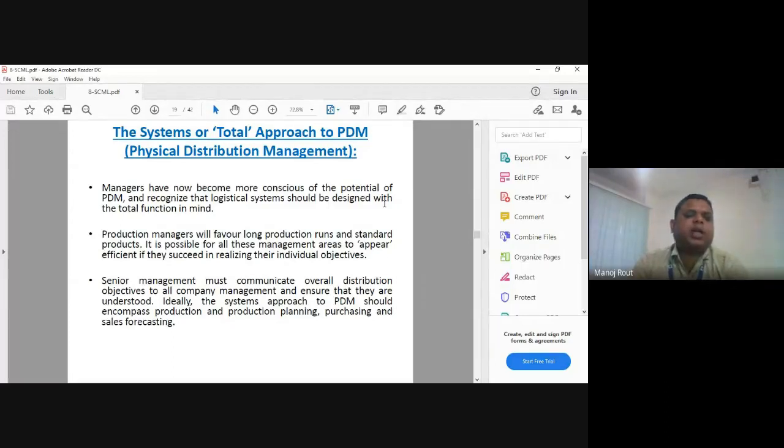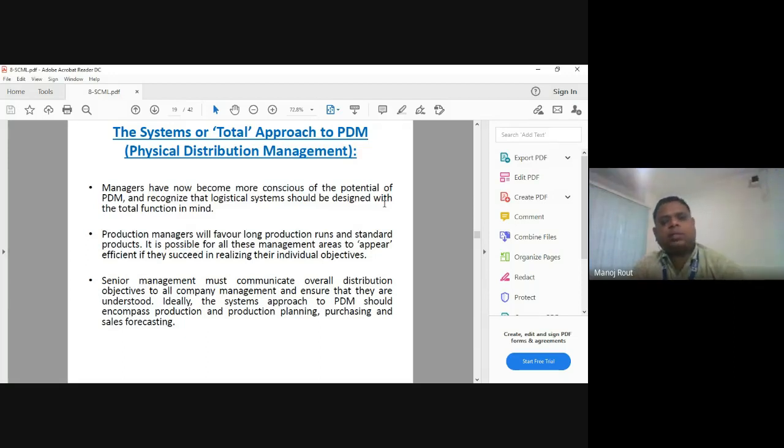The next part is that the production manager will favor long production runs of standard products. So whenever you directly involve the production manager in manufacturing or production activities, they should go for long-term production runs and standardize the product. That means increasing the quality of the product. It is possible for all these managers to appear efficient if they succeed in realizing their individual abilities. If the manager understands the whole concept of distribution network systems, they must focus efficiently and effectively on planning for the long-term run.